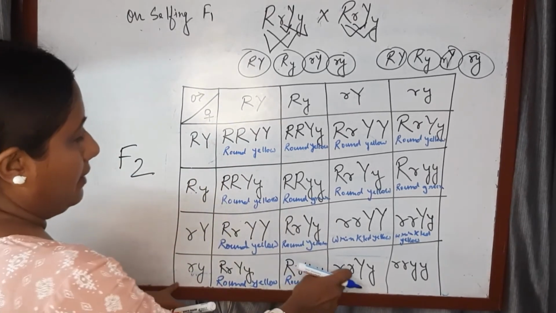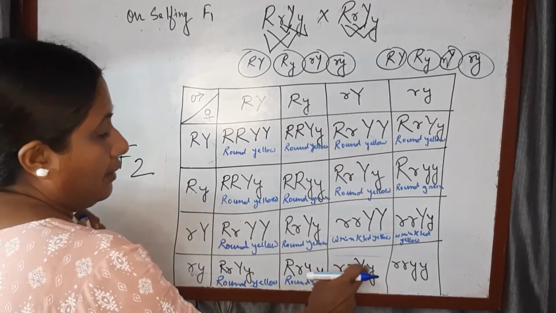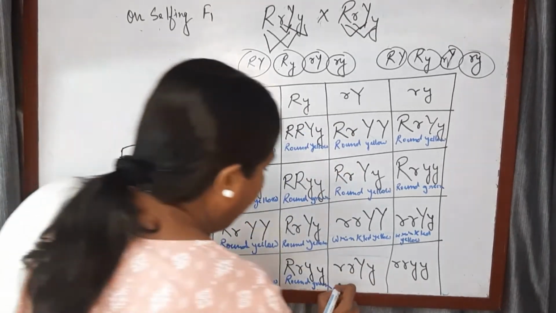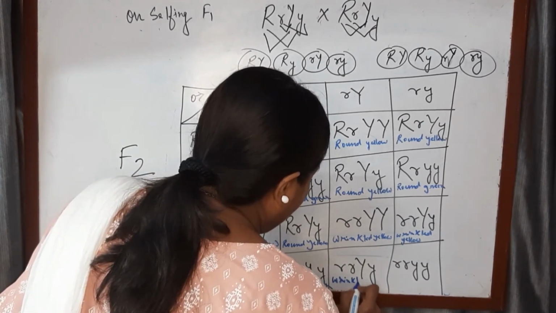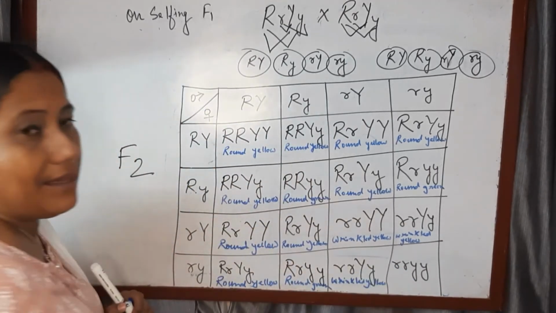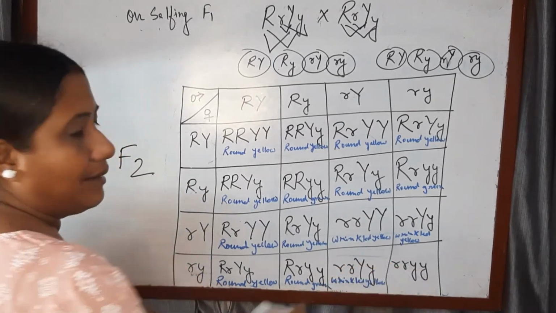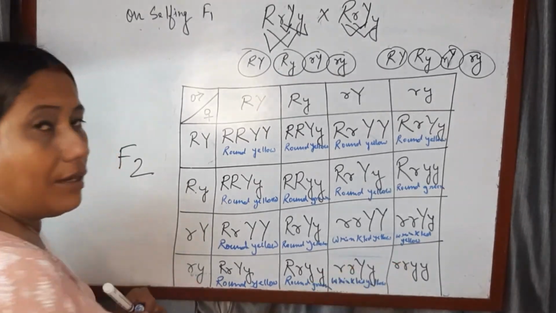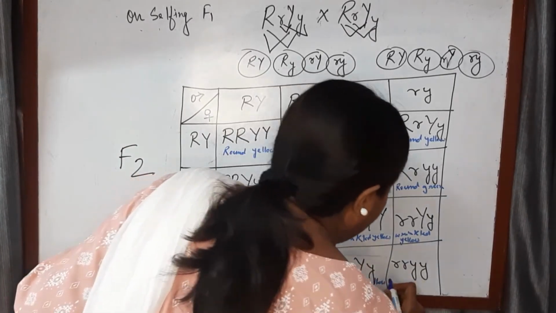Right? This is what? Wrinkle. Smaller, wrinkle yellow, because of heterozygous yellow. So wrinkle yellow. And this is the parental generation. Remember, wrinkle green. Smaller r, small y, green. So homozygous recessive wrinkle green.